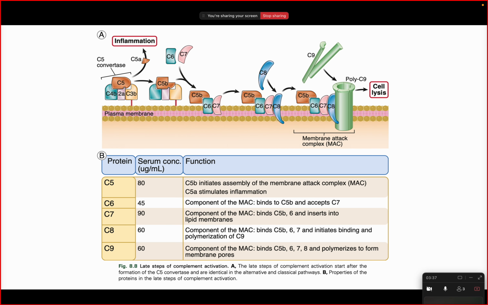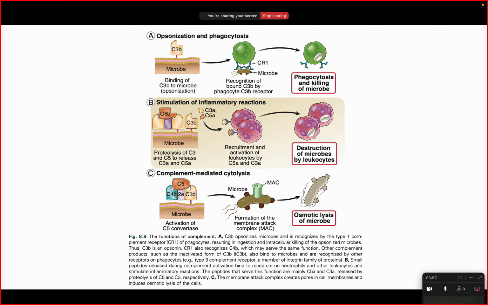At the end of the day, when the MAC, the membrane attack complex, is being made, you don't need to remember specific concentrations, but you should know how many components MAC is made up of. It is made up of C5, C6, 7, 8 and multiple units of C9. And again, the complement system also helps in eradicating the infection by opsonization, by stimulating inflammation, and by cytolysis, that is, making the MAC complex on the cell itself.